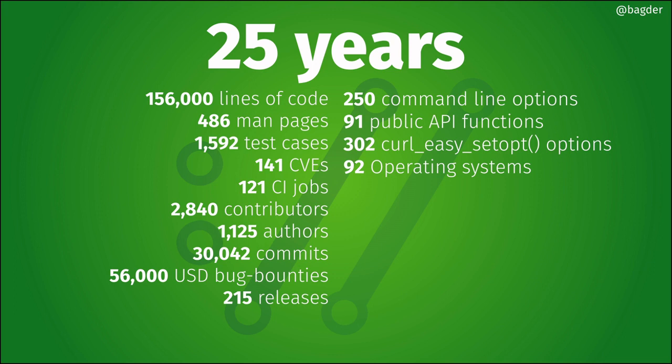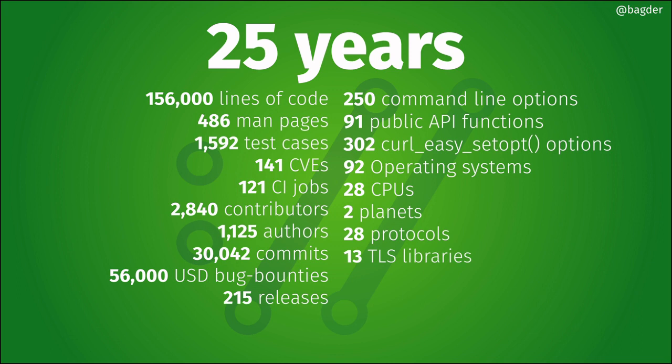We have got reports on curl running on 92 operating systems. And of course, yes, Linux is one. Linux distros are not different operating systems. They're just Linux. CPUs, 28 different CPU architectures. And it's just stunning to come up with 28 different CPU architectures. And I mentioned it already, two planets. We support now 28 protocols, if by protocol you mean URL schemes, because that's what I mean here. What's a protocol? Let's not get into that now. 13 TLS libraries. I mentioned this already. Three SSH libraries, three HTTP/3 libraries.